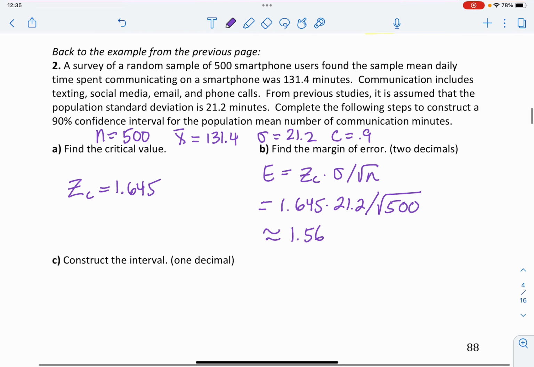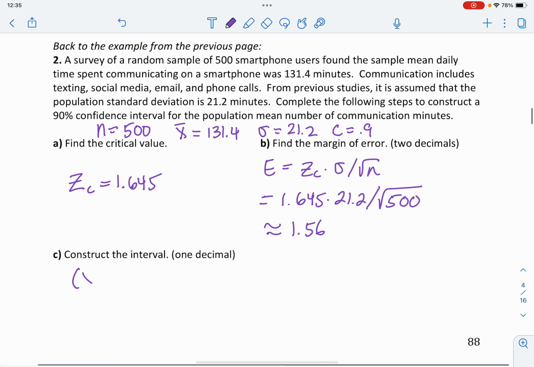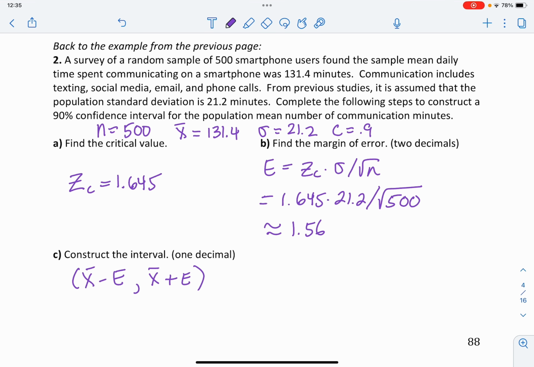Okay. The next thing to do is now construct the interval. That's the little formula where we take x bar and subtract e, and x bar and add e, and we just put them in parentheses separated by a comma, that interval notation. Notice here a little thing about rounding. Up here we did 2 decimals, down here is 1. The reason for that is that if we're after a final answer with 1 decimal, in one of these intermediate steps, I would want to go more decimals, so 2 or more here.